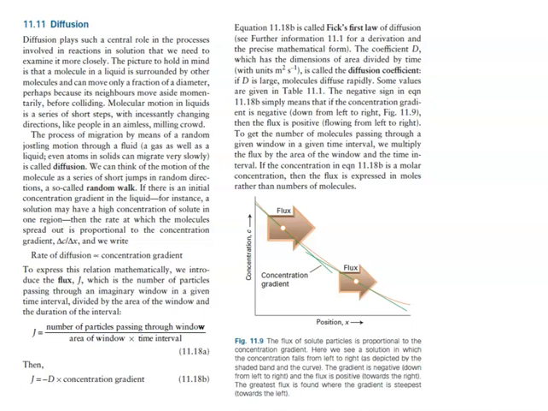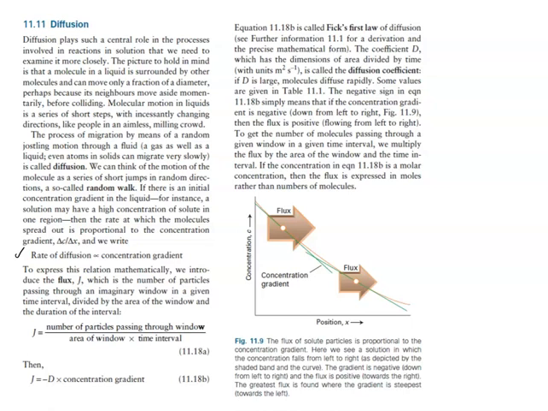We can think of the motion of molecules as a series of short jumps in random directions, a so-called random walk. If there's an initial concentration gradient in the liquid, for instance, a solution may have a high concentration of solute in one region, then the rate at which the molecules spread out is proportional to the concentration gradient, and we can write that the rate of diffusion is proportional to the concentration gradient.